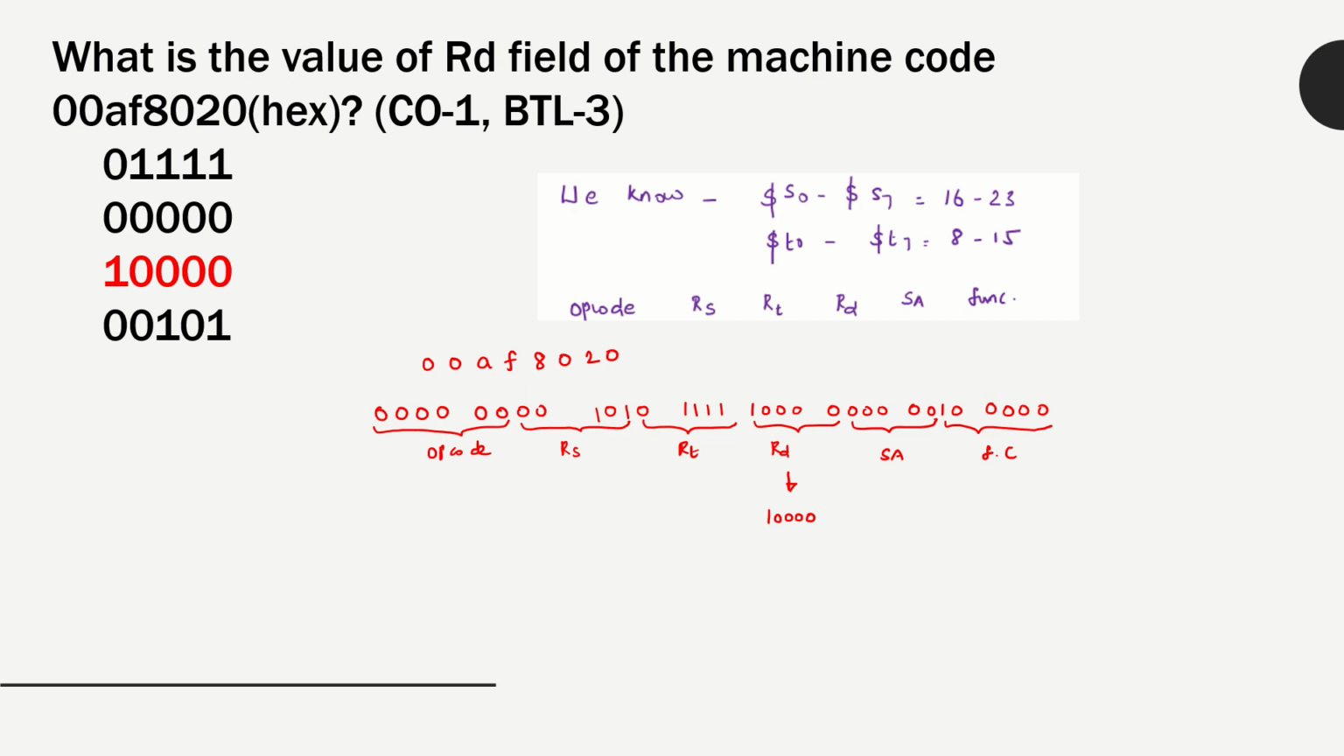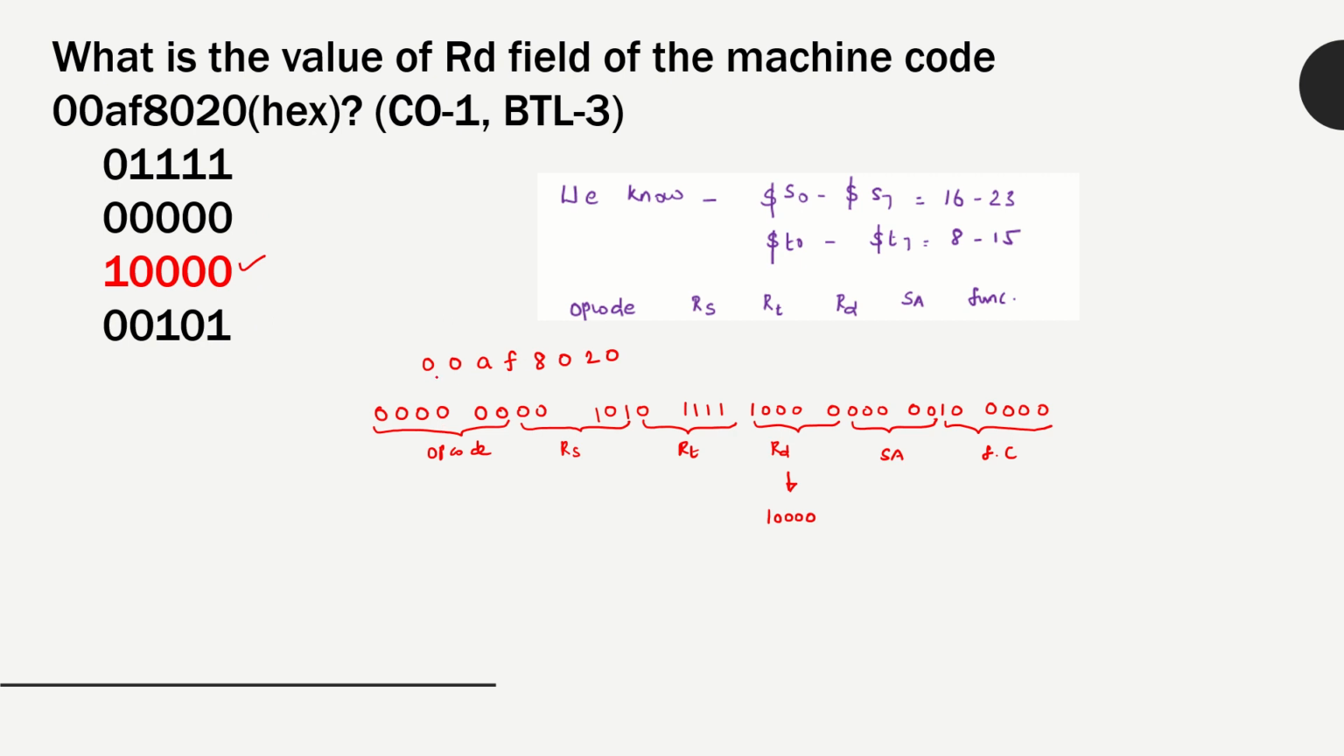So anyways, let's recap. What is the value for the RD field in the machine code 00AF8020? The answer options are 0 followed by 4 ones, all zeros, 1 followed by 4 zeros, and 00101. So the answer is 1 followed by 4 zeros. But how do I get it?